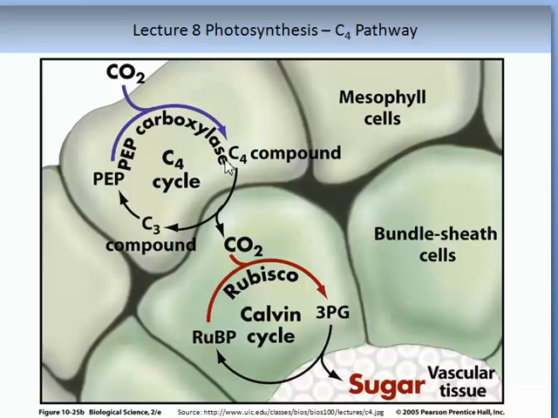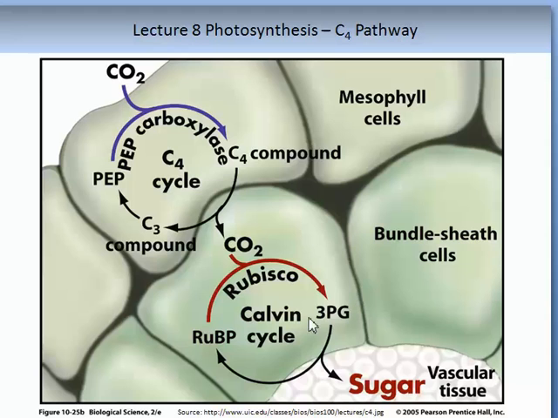Once the C4 compound is formed, this molecule will move through the membrane into the bundle sheath cells. Here, the carbon dioxide will be released from that C4 compound and it binds to rubisco. And this is where the cycle is the same as the C3 plants.